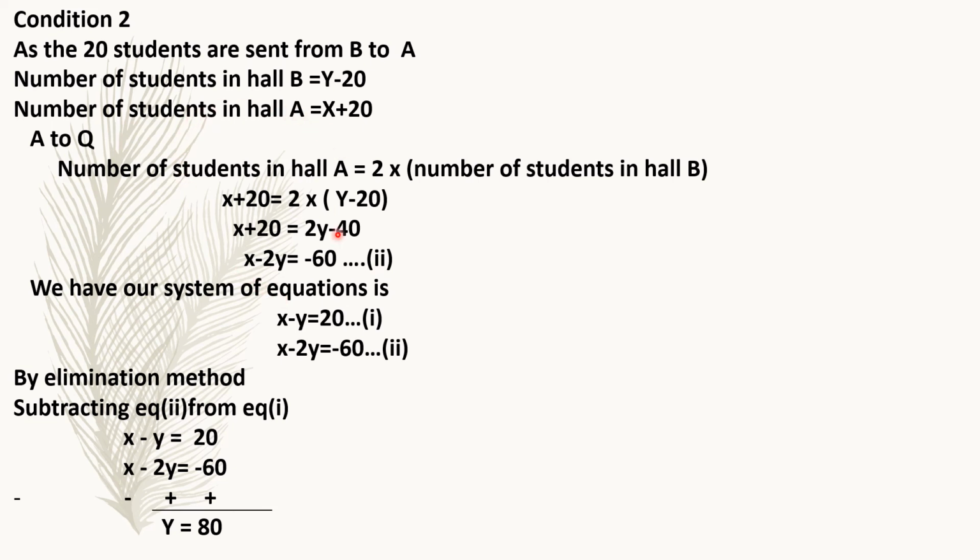So after representing the given conditions in algebraic form, here we have our system of equations: x minus y equals 20, which we have considered as equation number first, and x minus 2y equals minus 60, which we have considered as equation number second. Now here we apply the elimination method. So we subtract equation second from equation number first.